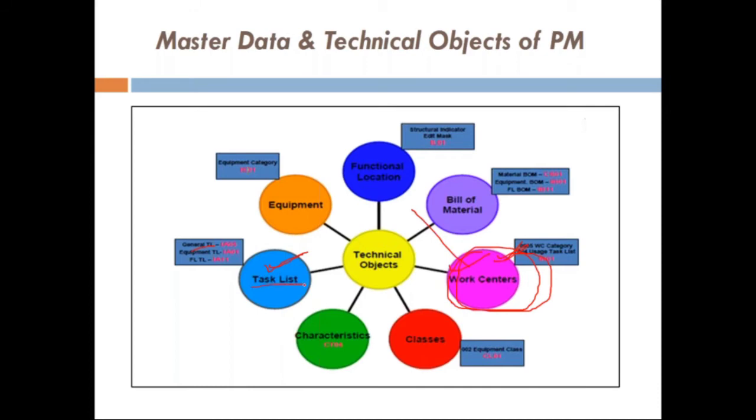So the task list consists of the list of tasks you need to perform for any repair activity or even a preventive maintenance activity. So what are the different task list types there? Okay, equipment task list, general task list, functional location task list.